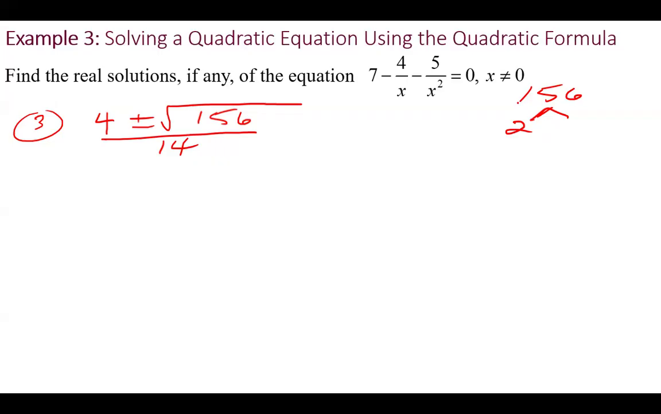So 2 goes into 1. Does 2 go into 1? No. Does 2 go into 15? Yes. How many times? 7 with what left over? 1. That 1's going to go right there. That's 16. 2 goes into 16 how many times? 8. So 156 divided by 2 is 78.